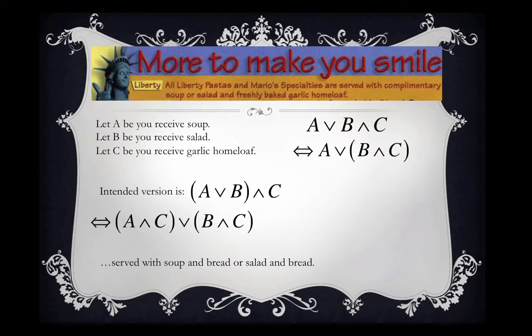And one last thing, this sentence, served with soup and bread or salad and bread, talks about the difference between ors in language and ors in logic. Because if this was a logical or, a customer rightfully could order both soup and bread as well as salad and bread. However, this or here implies an exclusive or. An exclusive or will be discussed in the assignment, and you will have to develop a truth table on how to deal with an exclusive or.